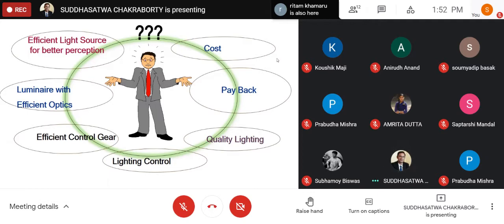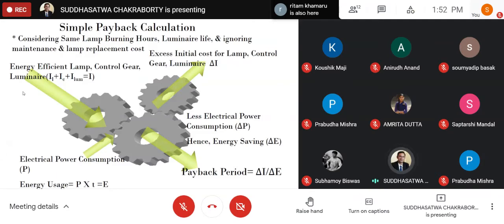So here, the idea is an efficient light source with better perception, and luminaires with optics. The luminaire has a very important role. Previously, we have seen that luminaires will redirect the light in your desired direction. Then lighting control, payback, and cost. So that is a simple payback problem. Say I have designed 3 options: option 1, option 2, option 3. Which one is best if somebody asks me?